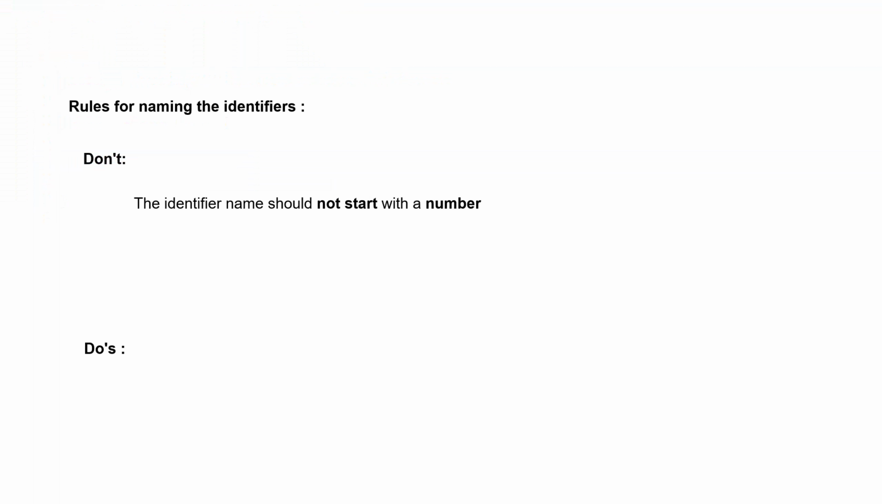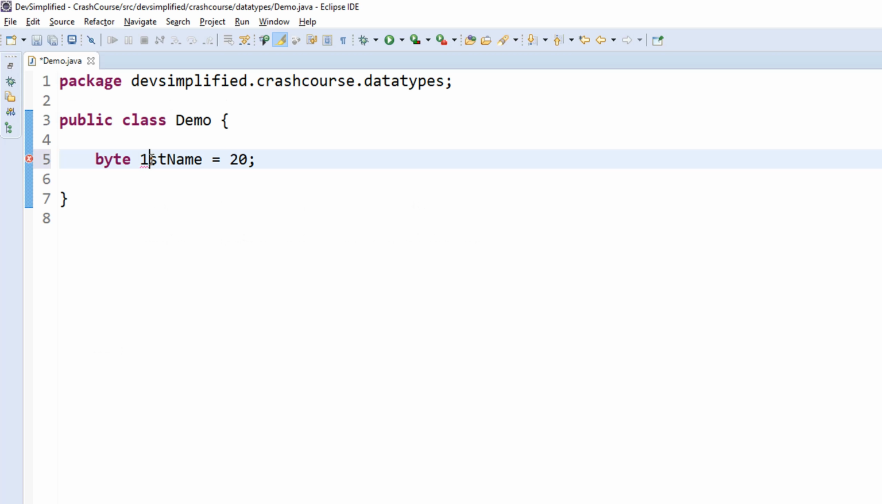name. And the next rule is blank spaces between the identifiers are not allowed. Now let me remove 1 from the variable name and give a blank space between first and name. So now it shows me a syntax error asking me to remove name from it.